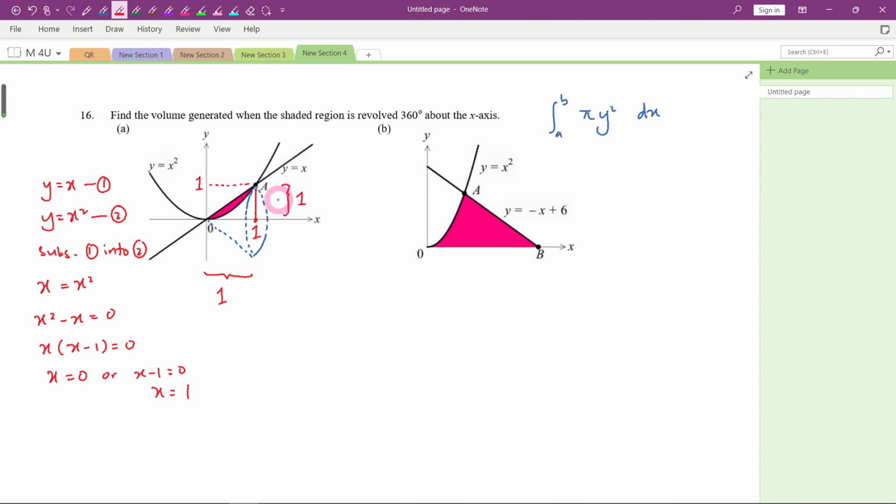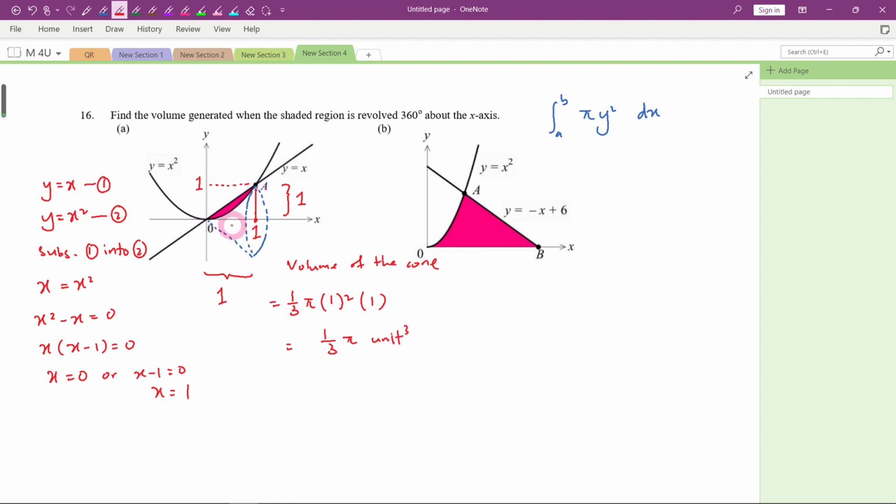Now I know the radius and also the height of the cone. I can find the volume of the cone easily, which is 1 over 3 pi r squared times height. This is the volume of the cone. So you will get 1 over 3 pi.